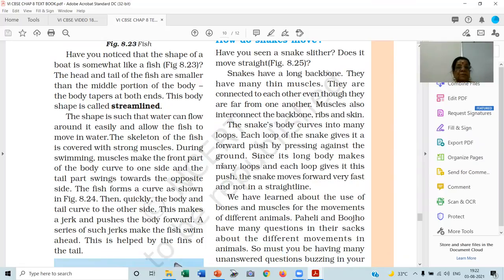The skeleton of the fish is covered with strong muscles. During swimming, muscles make the front part of the body curve to one side and the tail part swings towards the opposite direction. The fish forms a curve as given in the diagram. By this swift movement, the fish moves. It is helped by the fins of the tail.